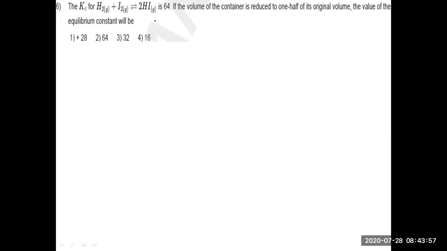I didn't hear you. I think someone was talking. Sumedh, tell me. If volume is reduced to 1/2, pressure increases by 2 times. So therefore, number of moles of reactants will increase by 2 times. Number of moles of products will also increase by 2 times, sir. When you obtain expression for Kc, they'll cancel out and remain unaffected.